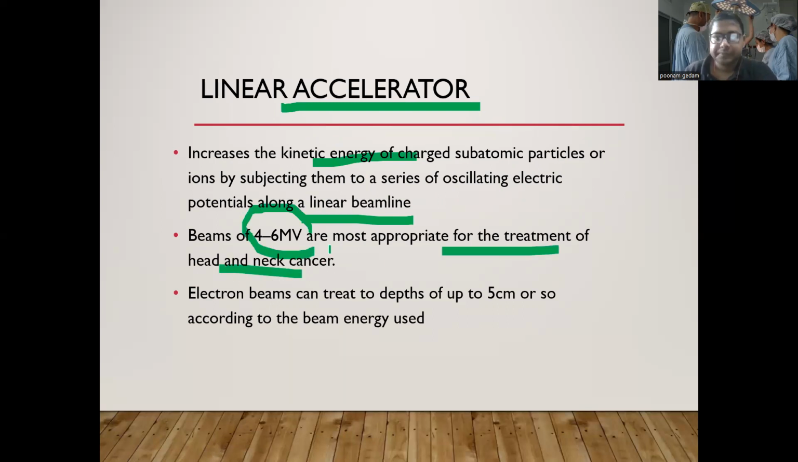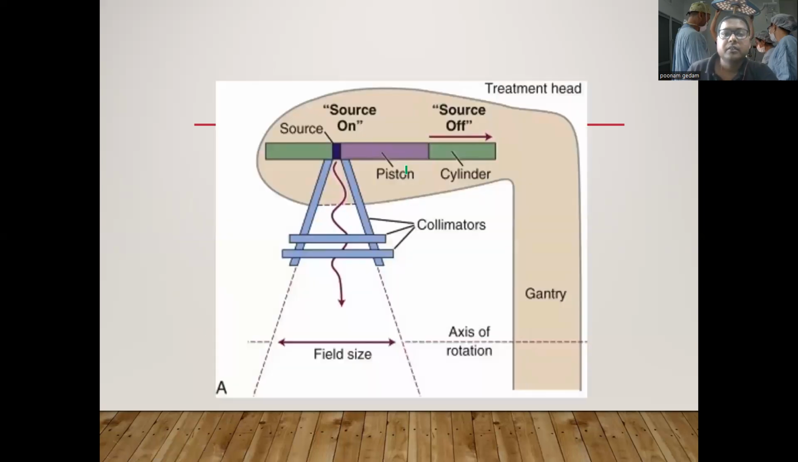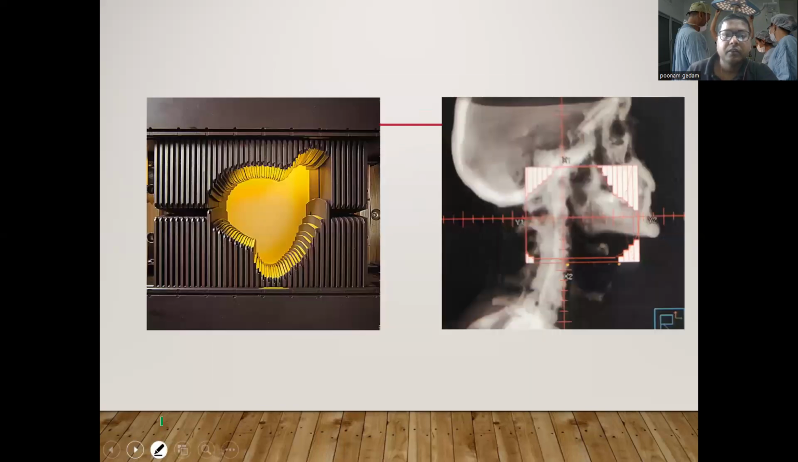This is very important. Electron beams can treat to depths up to 5 centimeters, according to the beam energy. So you can see this is the treatment head, source of radiation, external cylinder. These are collimators, field size. So this is the field size. You can see that this area is insulated.